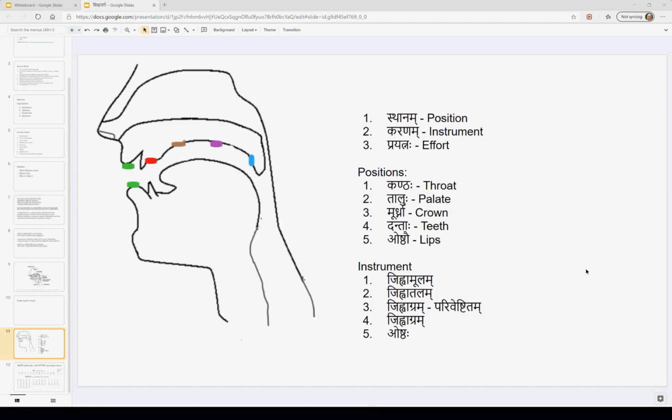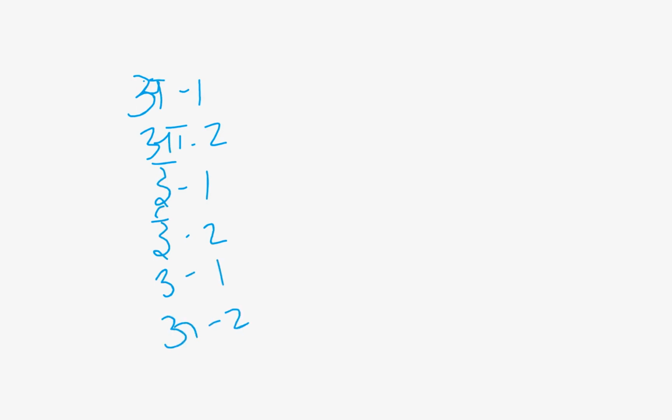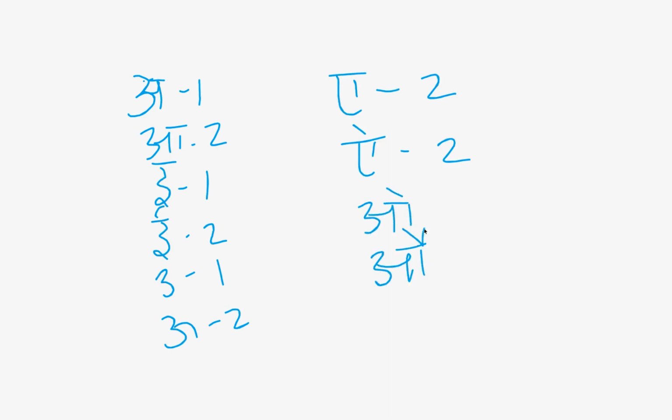So if we make a table like this, if I write 1 matra, 2 matra, etc.: E 1 matra, E 2 matras, and U 1 matra, and U 2 matras, A 2 matras, I 2 matras, O 2 matras, right?